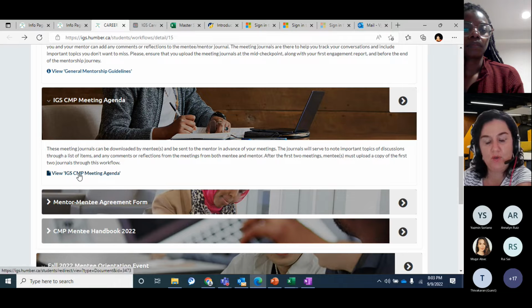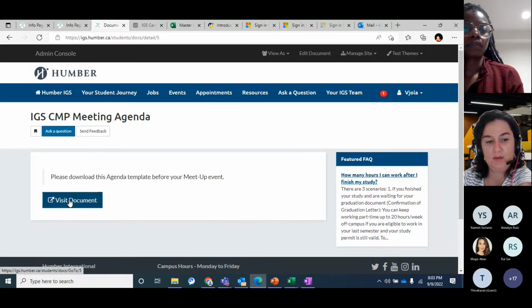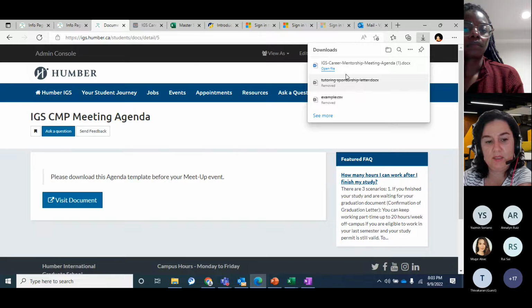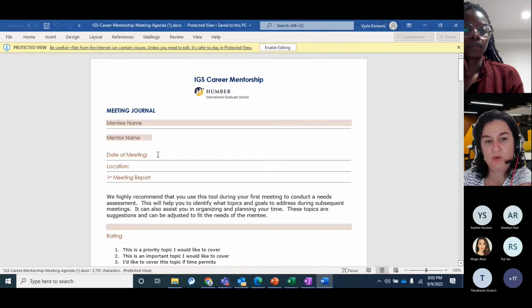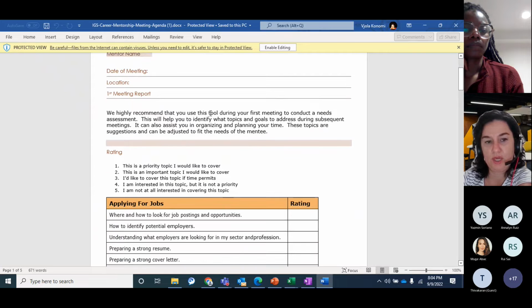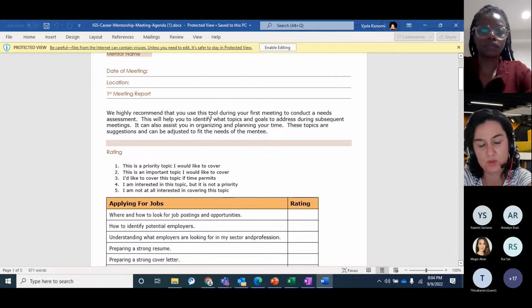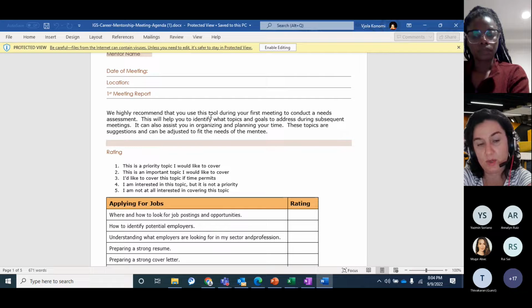You go to the View IGS Career Mentorship Meeting Agenda link, and if you click, you can visit the document. And once you click Visit Document, it's going to be downloaded. So I'm going to open the file so you can see how it looks. You can use the same template for every subsequent meeting that you will be doing with your mentor. And you can put a location. For example, if you met with your mentor virtually on Teams, Zoom, WhatsApp, whatever that is, you can put it here, and the date of your meeting.